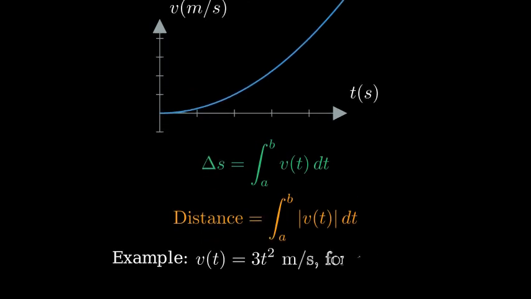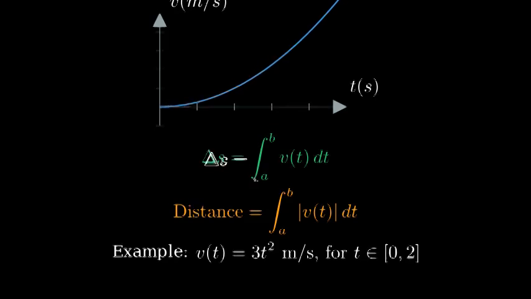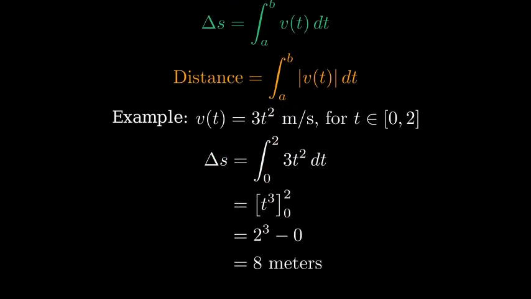Let's work through an example. Suppose an object moves with velocity v of t equals 3t squared meters per second for t from 0 to 2 seconds. To find the displacement, we compute the integral from 0 to 2 of 3t squared dt. This equals the antiderivative, t cubed, evaluated from 0 to 2. That gives us 2 cubed minus 0, which equals 8 meters.